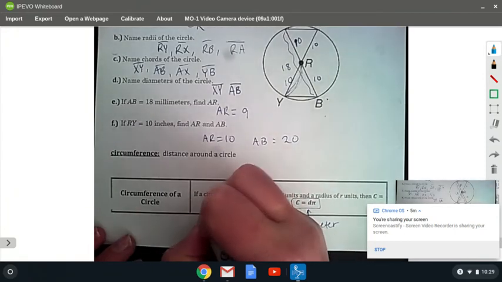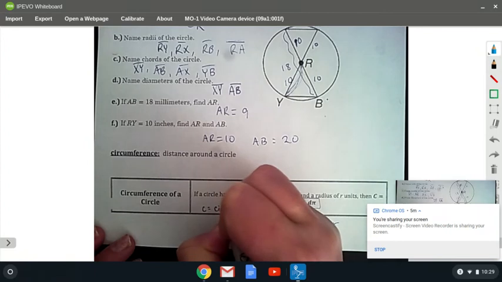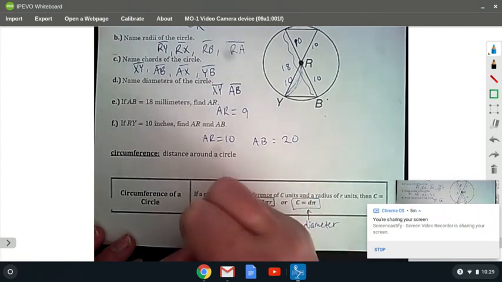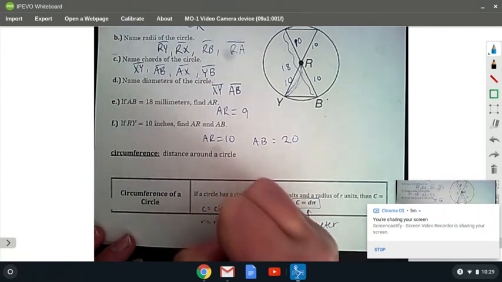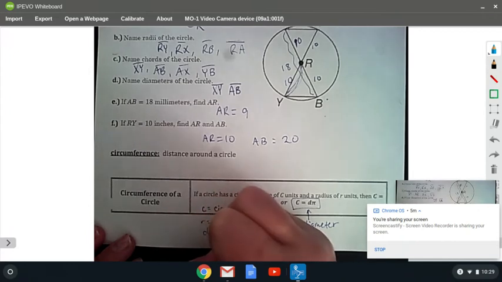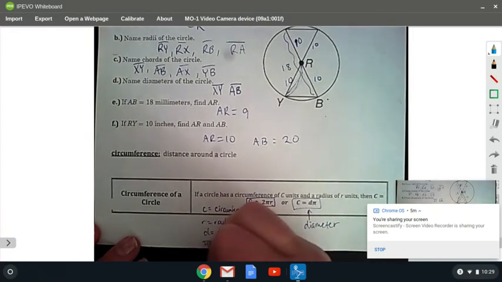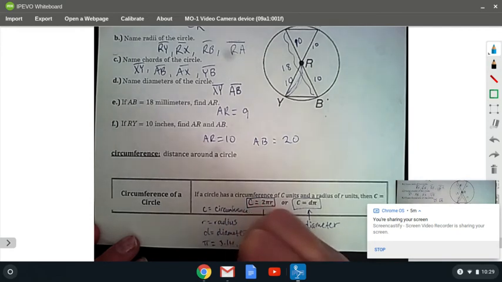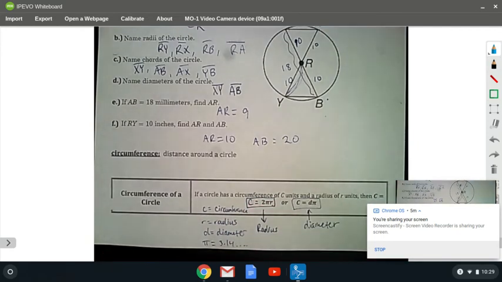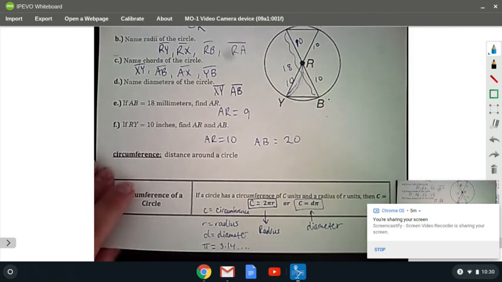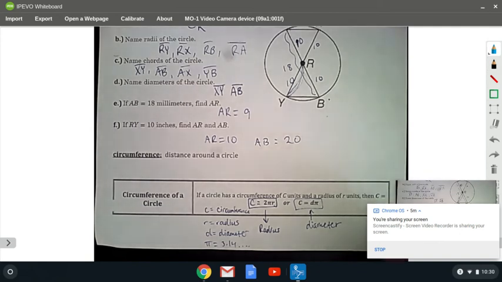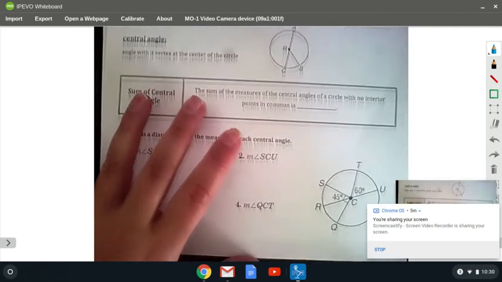Okay, in these equations, C stands for circumference, R is radius, D is diameter, and pi is just 3.14, and there's more numbers, and that is just literally a button in your calculator. Okay, should be on any online calculator as well. All right, I'm going to switch to my next page now, where I'm going to use circumference a little bit.